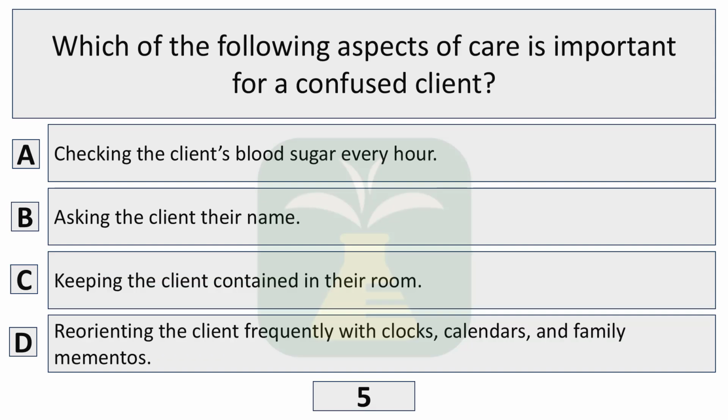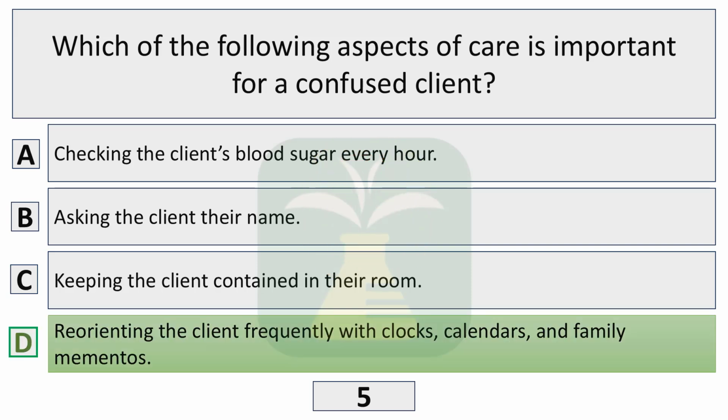Which of the following aspects of care is important for a confused client? A, Checking the client's blood sugar every hour. B, Asking the client their name. C, Keeping the client contained in their room. D, Reorienting the client frequently with clocks, calendars, and family mementos. Correct answer, D. Reorienting the client frequently with clocks, calendars, and family mementos. Reorienting the patient frequently is the most important aspect of care. Keeping the client locked in their room could agitate them, as could asking them their name, which they might not remember.